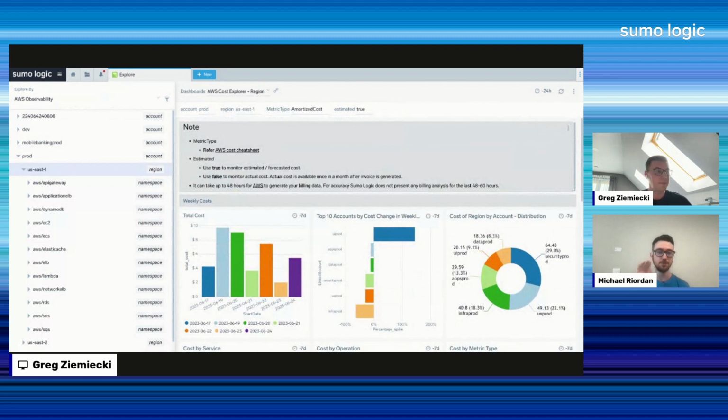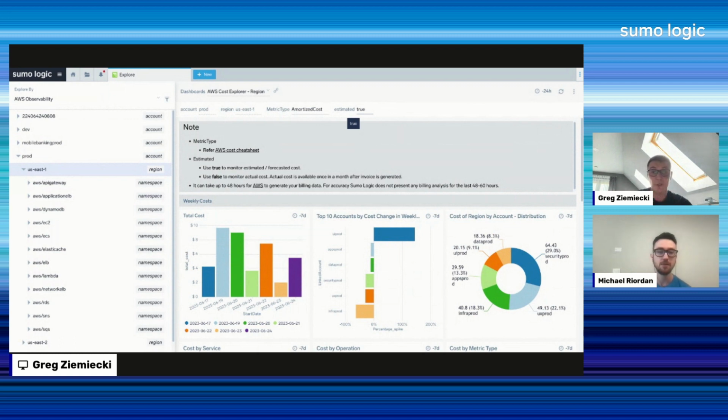Great. This has been really cool to see firsthand, Greg. How does this fit within our broader AWS observability solution? Are you able to pivot between the performance data and this cost data to understand how the spikes may be related?